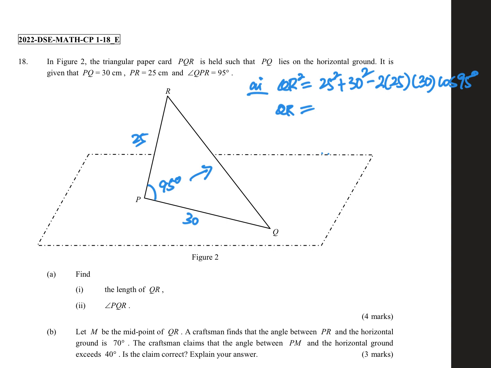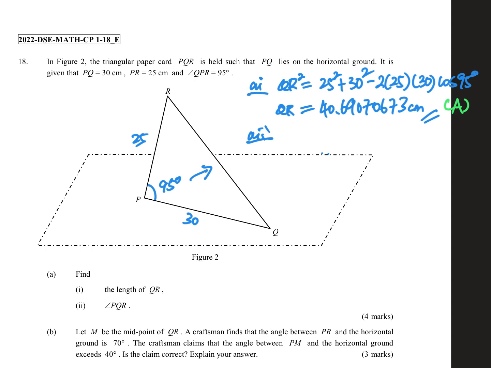So QR will be 40.6907. Let's remember this is A, my saved answer. So 2 marks already, good. Now A2.